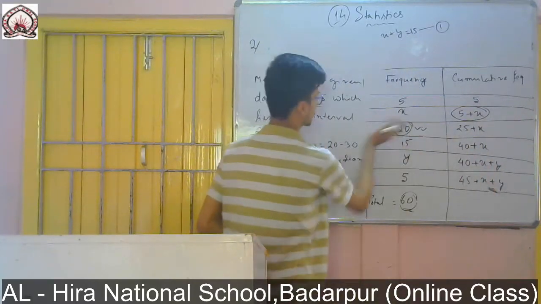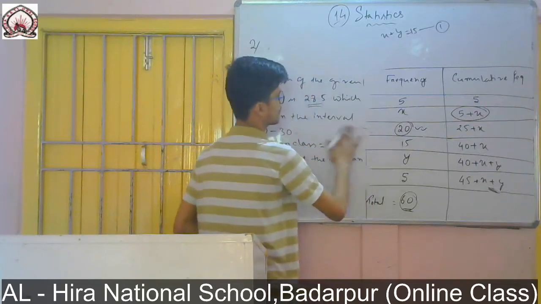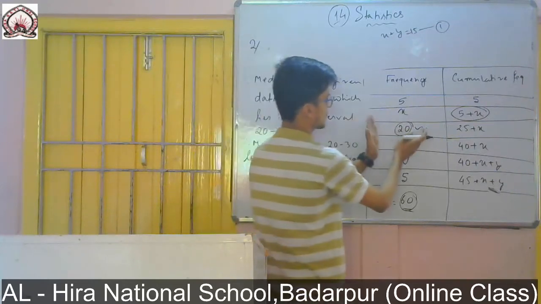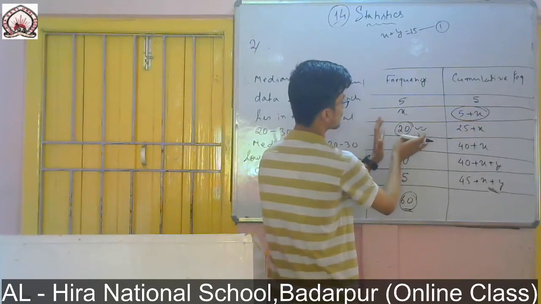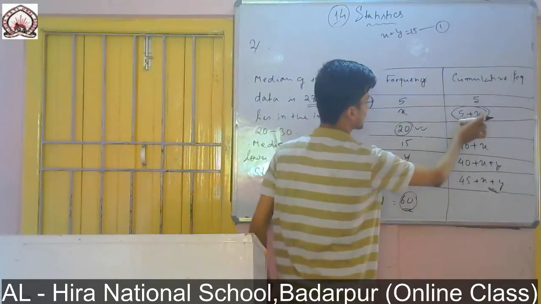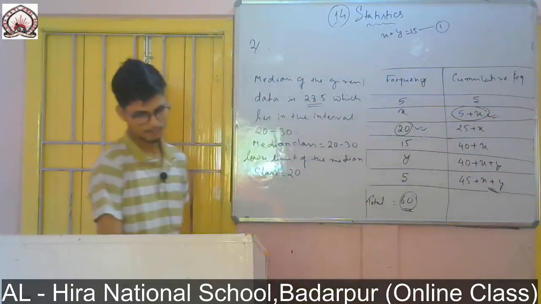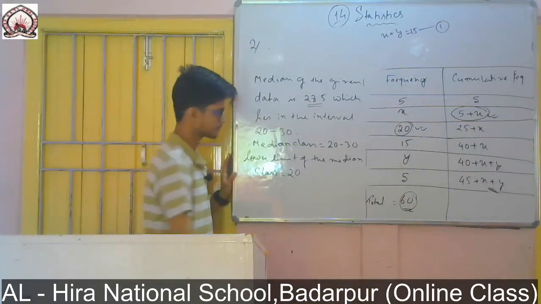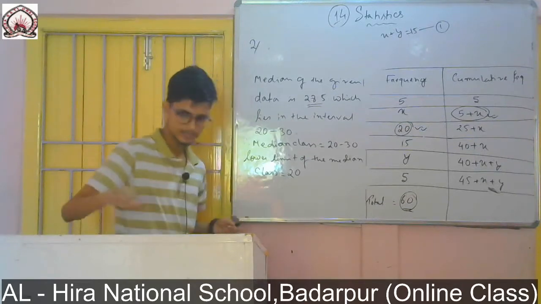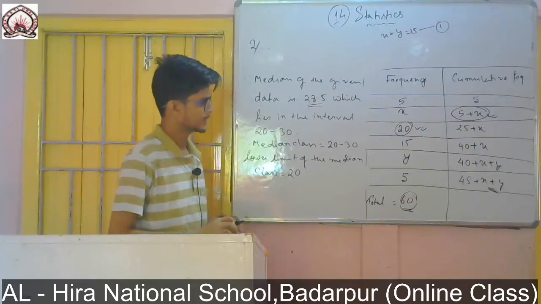This is the interval, this is the frequency, and this will be the class preceding the median class, so it will be our cumulative frequency. So Cf will be 5 plus x. After writing this, you write the median class, so we got 20.